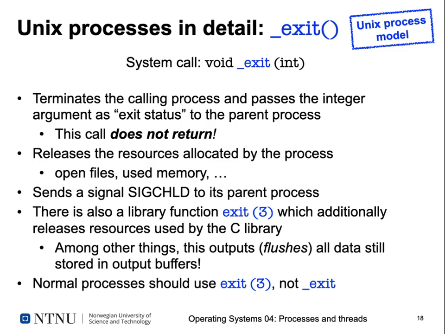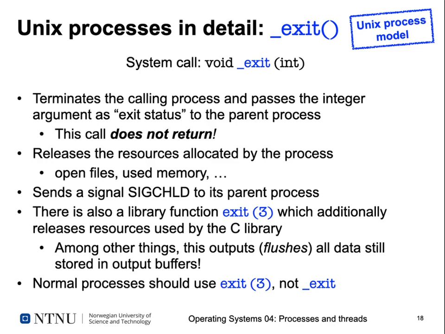And we've seen before in our first theoretical examples in the exercises that we actually can pass a return code to the operating system. This return code can be passed by giving a return value using the return instruction in main. We've seen this in the theoretical exercises. But we can also pass this to _exit. And this is an integer value, and this integer value is passed to the operating system. And then when you call exit, it releases the resources allocated by the process, so open files, used memory.